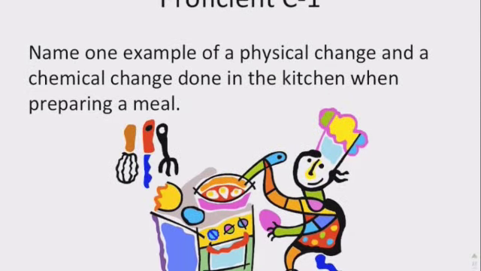So let's look at an example. Name one example of a physical change and a chemical change done in the kitchen when preparing a meal. Physical change could be blending, chopping, crushing, melting, freezing, or mixing. Those are all physical changes. Some chemical changes would probably be cooking. You can think of cooking, baking. So when you bake a cake, searing, and those types of things would be chemical changes. It changes into something new.